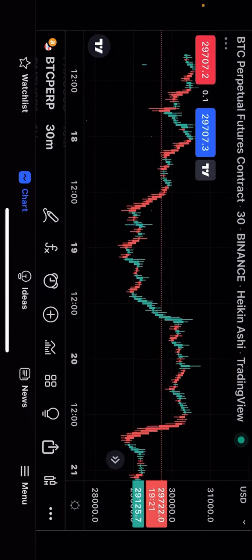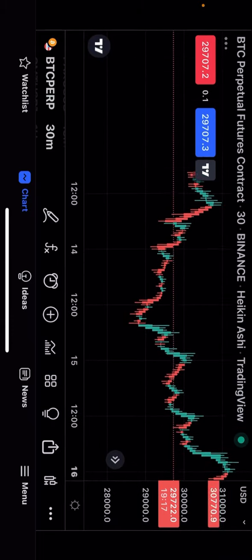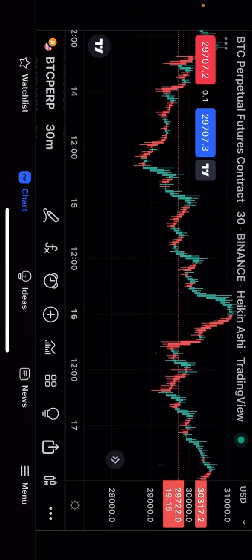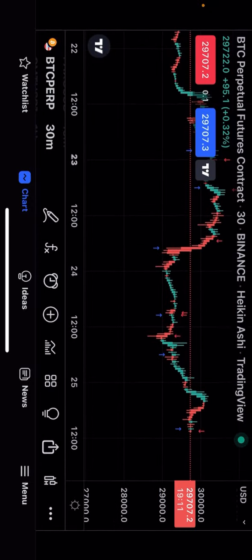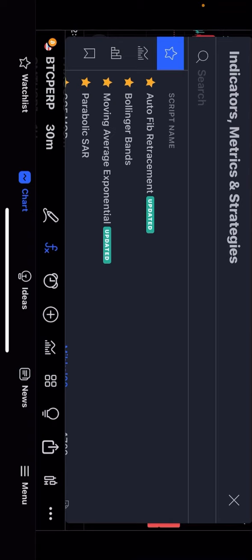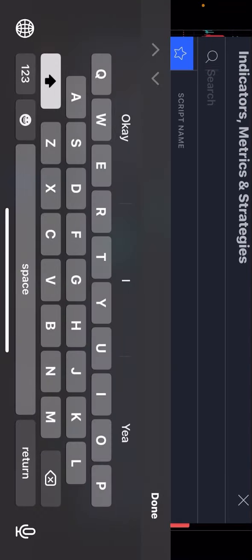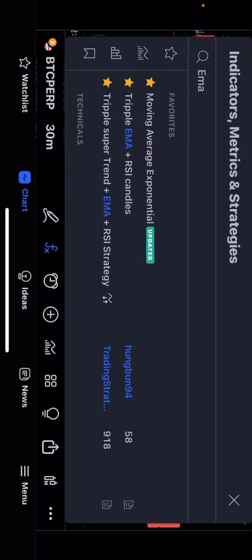Now, this teaching may prove difficult because for the past 6 days the market has been ranging in an awful direction, no up, no down, just continuation. So I'll have to use past data analysis to teach today. First thing you do is you add your indicators. The first indicator you should add is the EMA, the exponential moving average. You can see it, moving average exponential. You click on it.